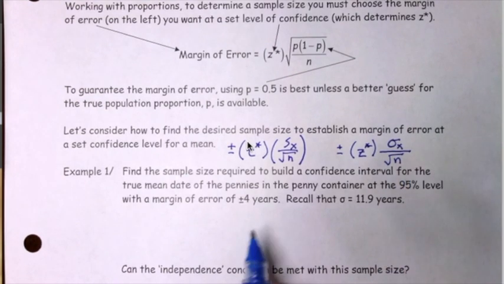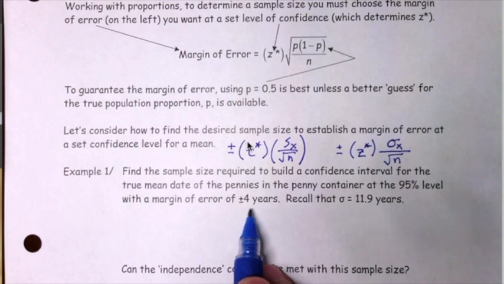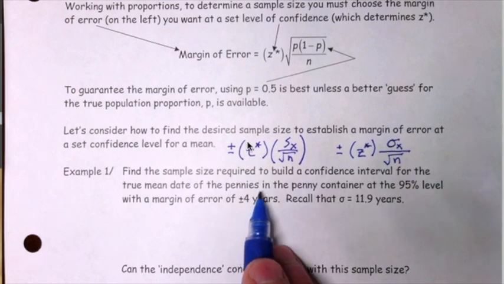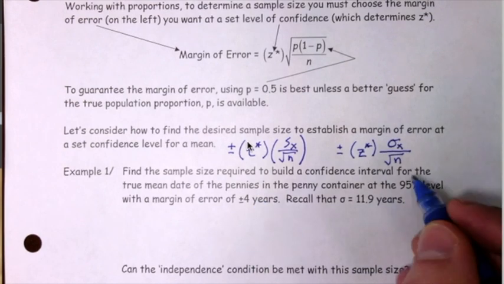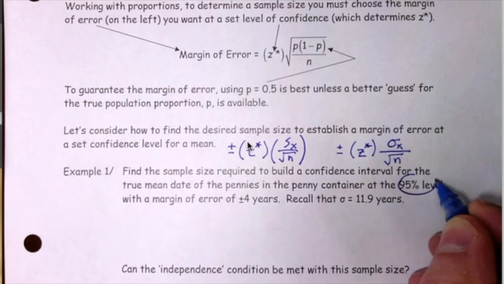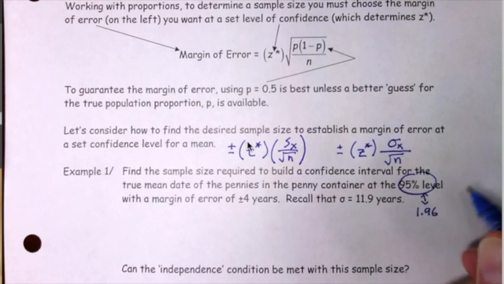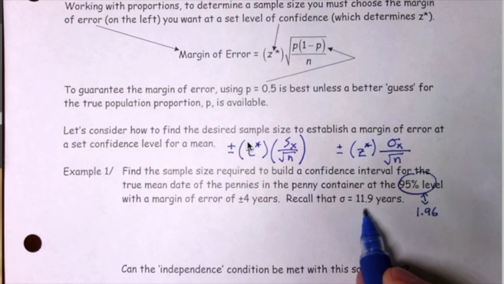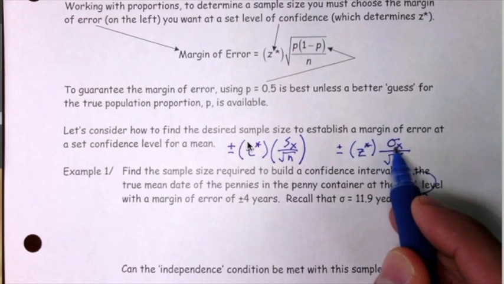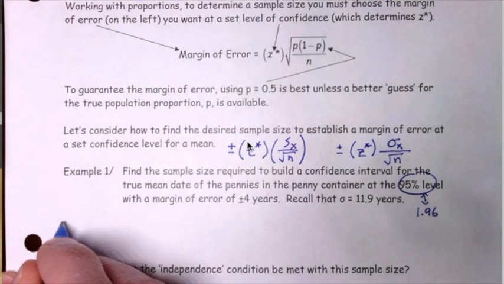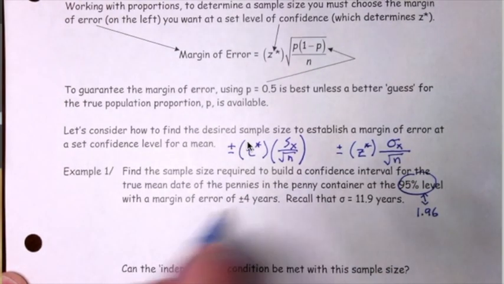In this case, I'd like a margin of error of plus or minus 4 years for the true mean date of the pennies in our penny container, and I want to use the 95% confidence level. The 95% level corresponds to a z-score of 1.96, and we know the population standard deviation in the penny container is 11.9 years for the dates on the pennies. Again, you would use your best guess for that population standard deviation. So I want the margin of error of plus or minus 4 years.